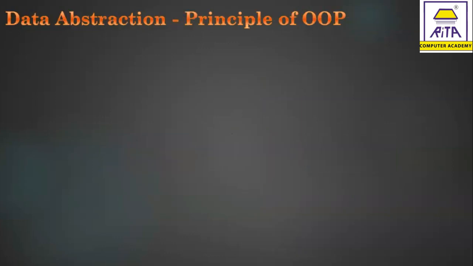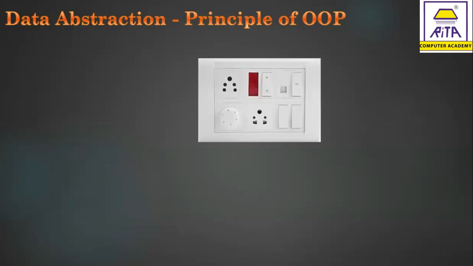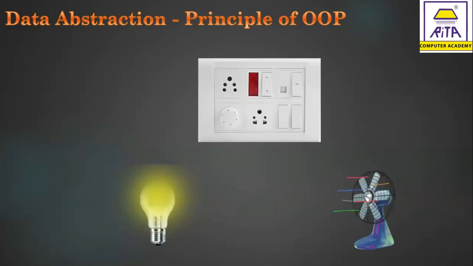The first one is data abstraction. In real life situations, you might have noticed that you do not need to know the details of the technologies to operate a system or a device. For example, take this switchboard. When you turn on a particular switch on the board, it may glow a bulb or rotate a fan. You are not bothered about how the wires are connected in the switchboard to make the bulb or fan operational.